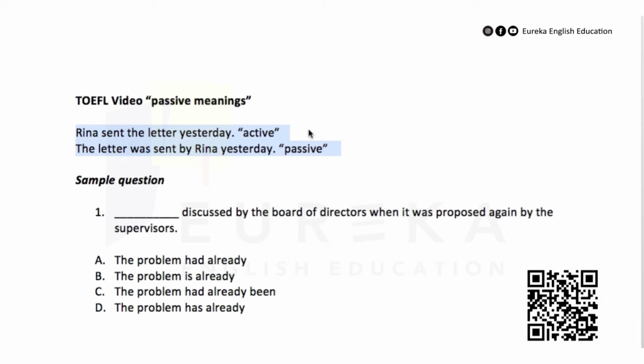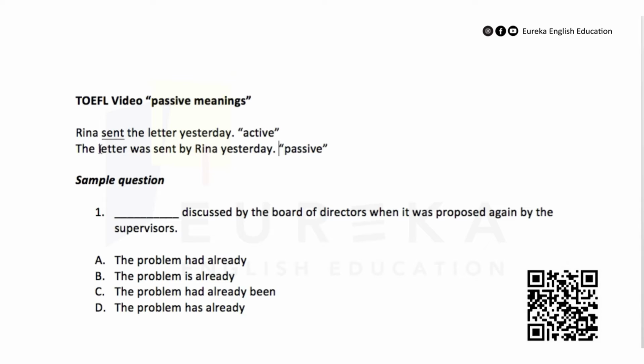Two sentences here. The first is an active sentence, a sentence which has an active meaning. The second one is a sentence which has a passive meaning. The first sentence, Rita sent the letter yesterday. This is the active meaning. The sentence uses verb two, sent, since it occurred in the past. The second sentence, the letter was sent by Rina yesterday.